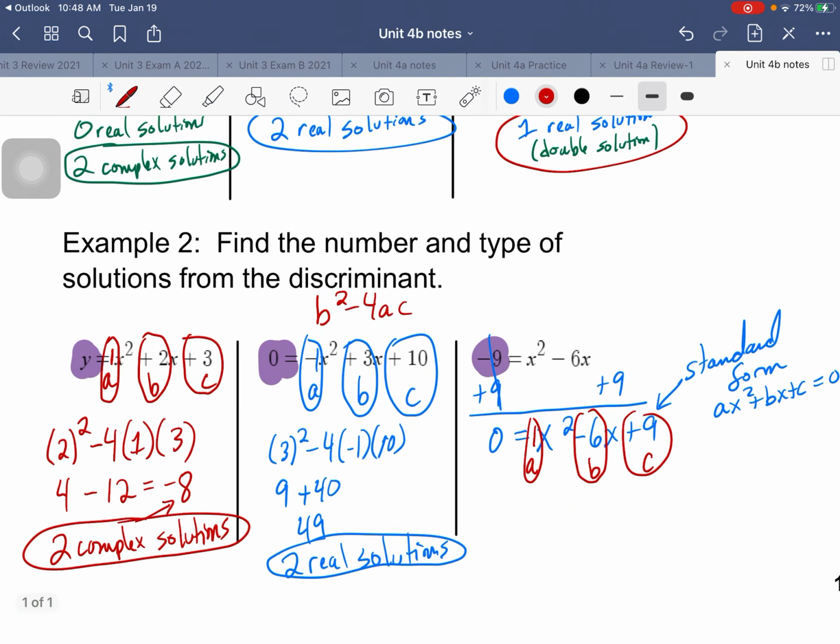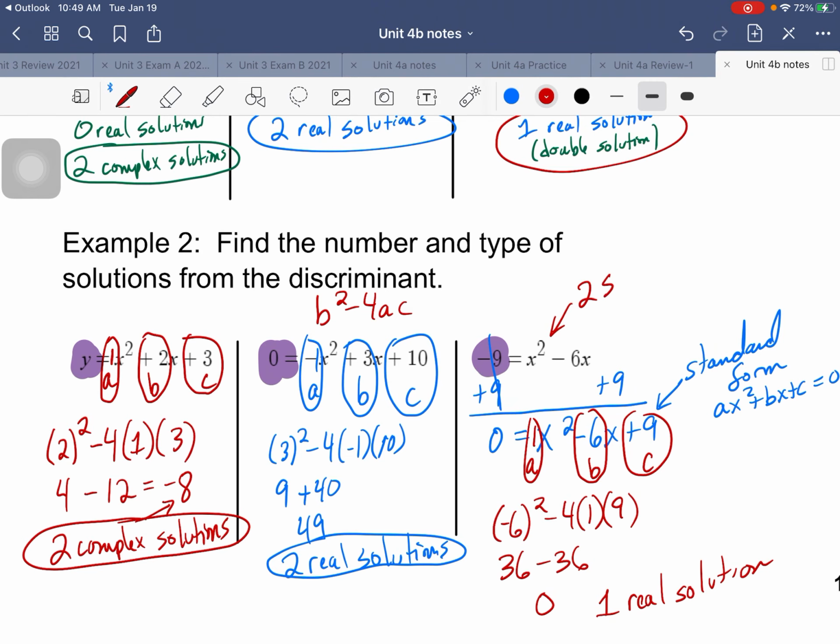So we have b squared, negative 6 squared, put it in parentheses if you're putting it in the calculator especially. Anything squared is positive, so negative 6 squared is 36. Negative 4 times 1 times 9 is negative 36. 36 minus 36 is 0. This means we have one real solution, but because the biggest exponent is a 2, there are two solutions. Well, we can't just have one real solution. It's just one that's going to touch the graph, so this is a double solution. So I would write that as a double solution.